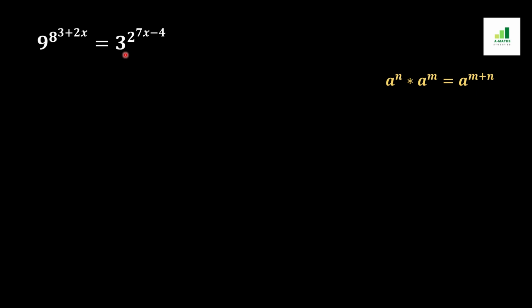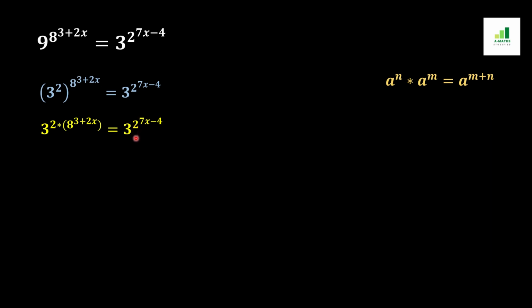So, in order to solve this question, first we will convert this value, which is 9, into a power form, and after converting 9 into power form we will get 3 to the power 2 into 8 to the power 3 plus 2x, and the other side of the equation will remain the same. Now, in the next step, we multiply these 2 with the 8 to the power 3 plus 2x, and the other side of the equation will remain the same.